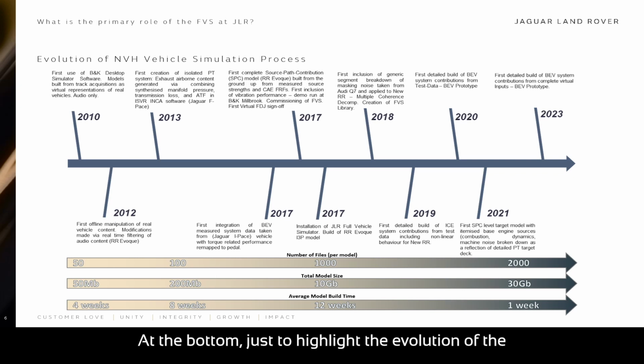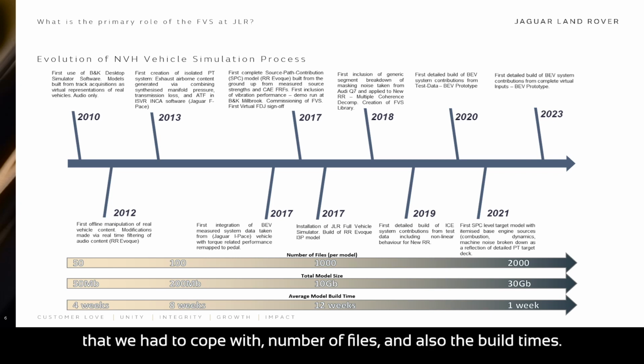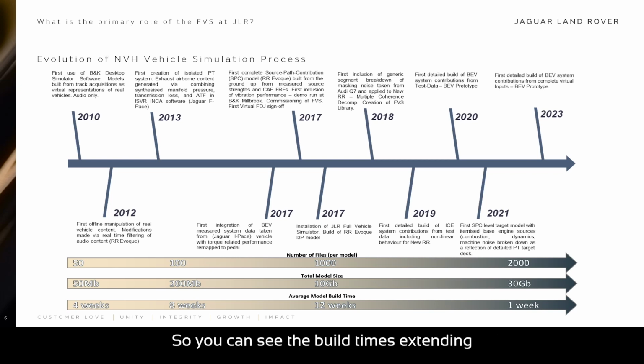At the bottom, just to highlight the evolution of the data sizes that we have to cope with, number of files, and also the build times. You can see the build times extending up to when we first started running the source path receiver models to where we are now. Again, we're building models, on average, it takes a week for a build. So vast improvements here.